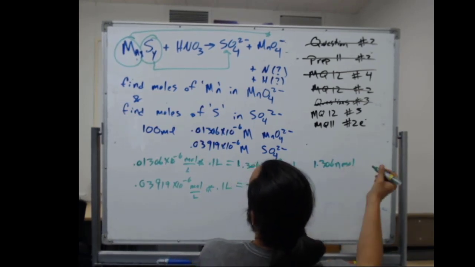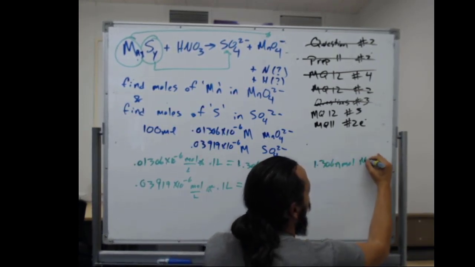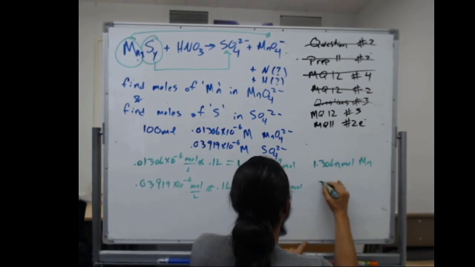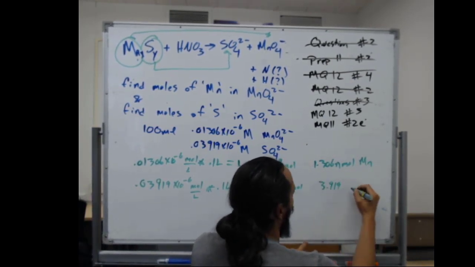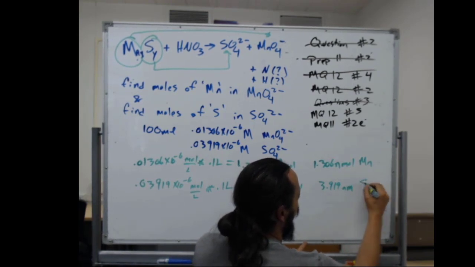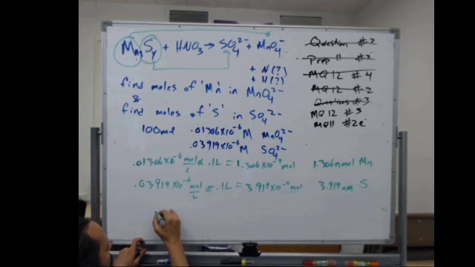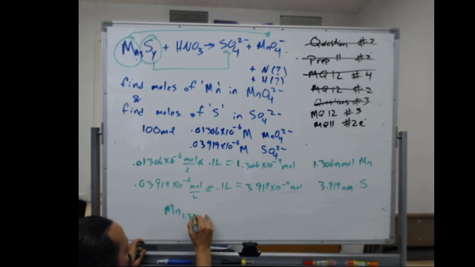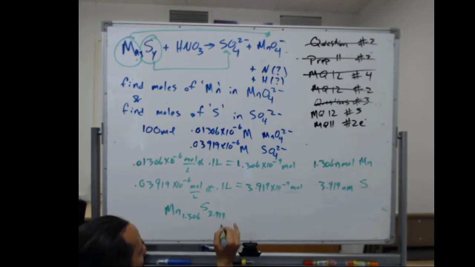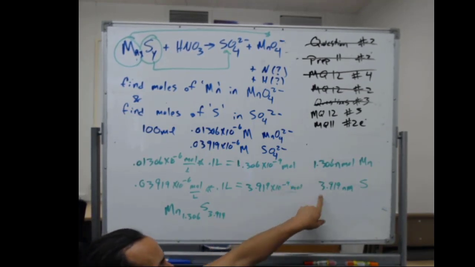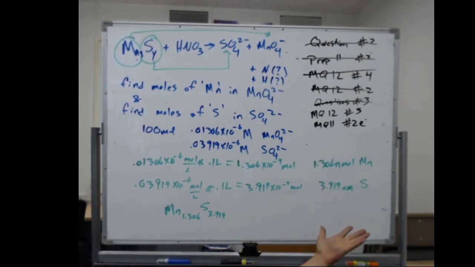So this is nanomoles, and I just want to make sure I don't mess this up. That's our nanomoles of manganese, and 3.919 is our nanomoles of sulfur. And when we put this together, I'm going to have Mn 1.306, S 3.919, and I can already see the ratio, right? That's 1.3, 3.9, it's a 1 to 3 ratio.